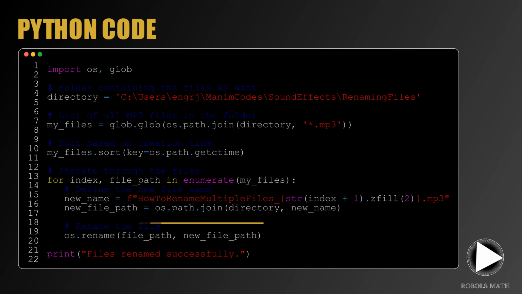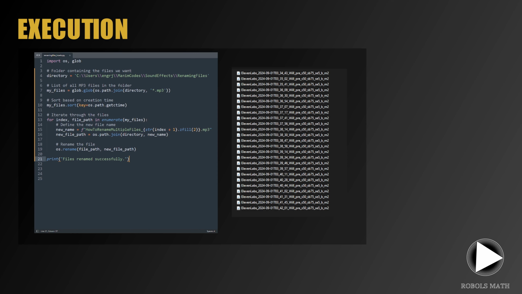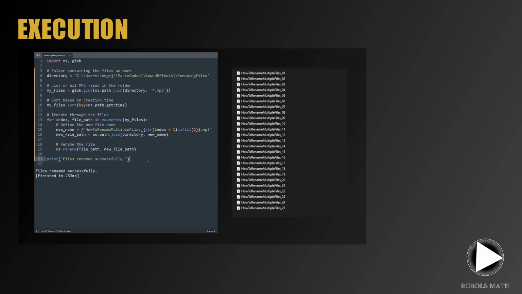The last line of the code is where the actual renaming happens. The os.rename function changes the file name from the current name, which is the file path, to the new one. Let's see this code in action. In a matter of seconds or maybe milliseconds, the file names were easily changed.